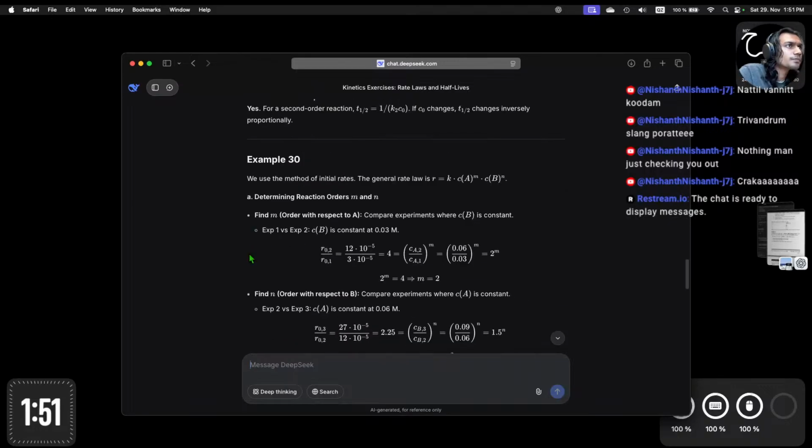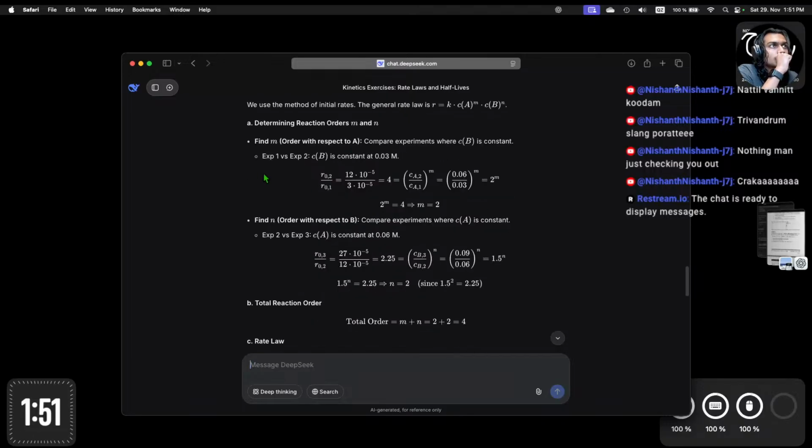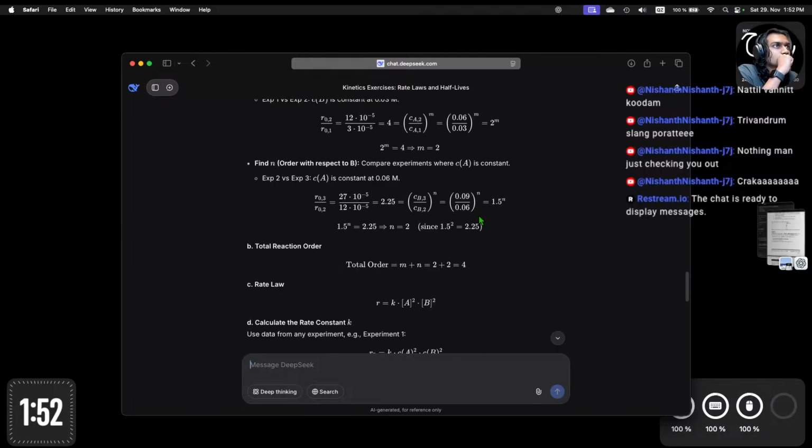30, okay. We use the method of initial rates. The general rate law is rate equals k [A]^m [B]^n. Determine the reaction orders m and n. Find m, the order with respect to A. Compare experiments where B is constant. Experiment 1 and experiment 2 have constant B. Find n, the order with respect to B. Compare experiments where A is constant.